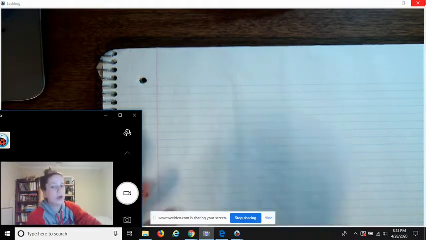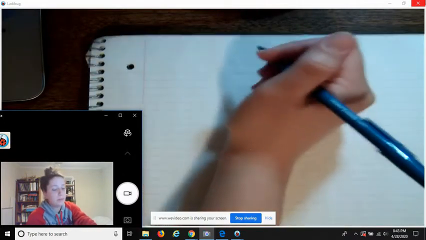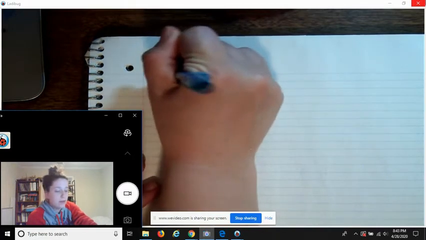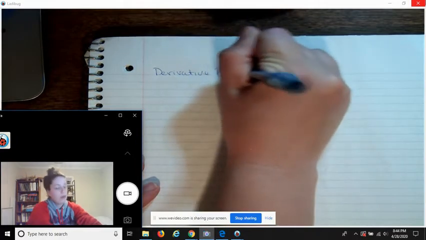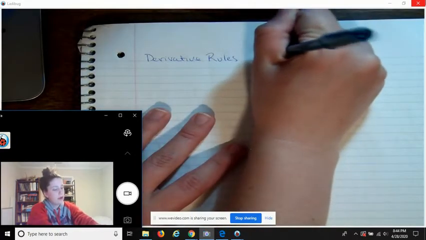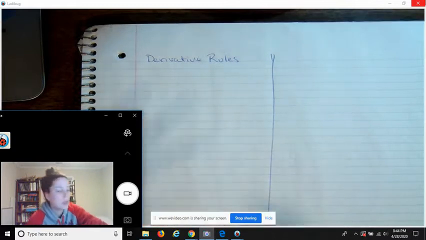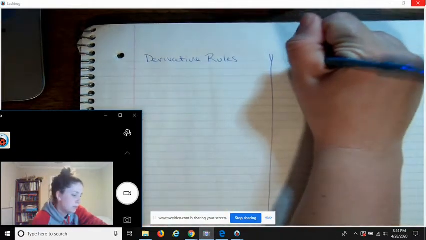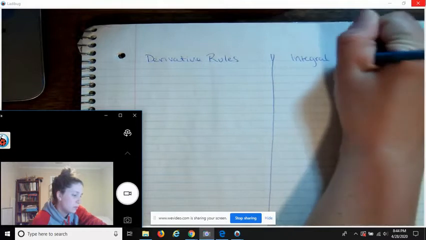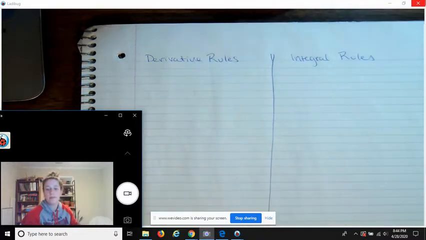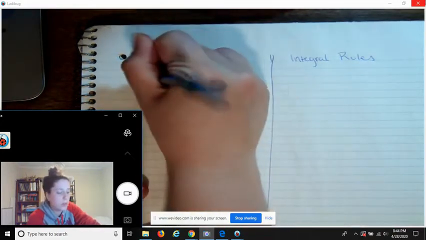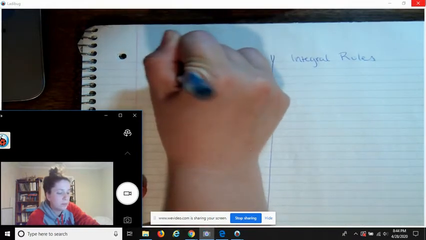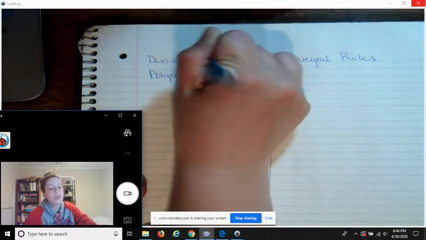Okay, so I'm just doing this on notebook paper. We have derivative rules, and then we're going to have integral rules. We're going to split this into three little sections. Okay, so we're starting with polynomials.